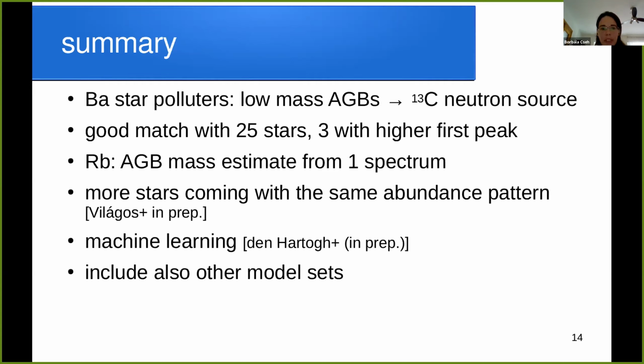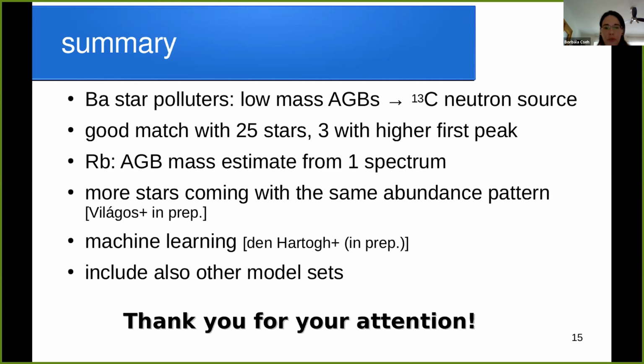If we have rubidium abundances, more stars will come with the same abundance pattern for the whole sample of the Castro sample that I showed at the beginning. And we are also working on the machine learning methods to derive the masses, not going through all the stars separately and manually. And we are also planning to include other sets of models to check the different parameters and processes that can happen in AGB stars and to find the best fit to each of the individual barium stars. And thank you for your attention.